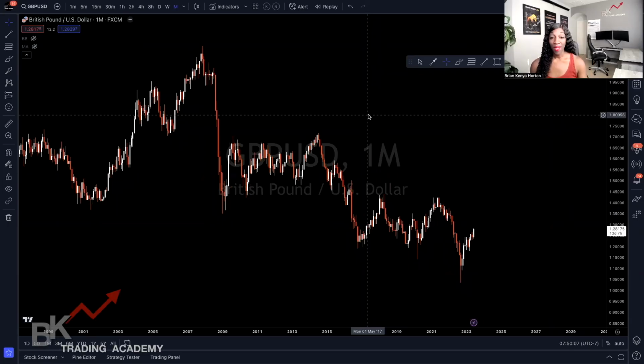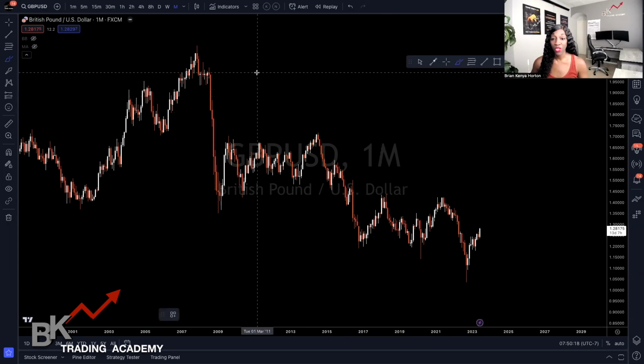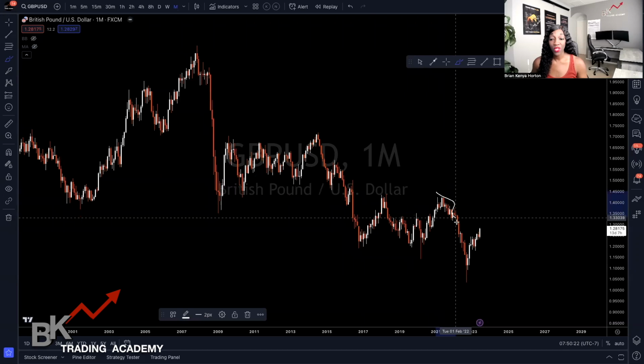We're going to start on the monthly time frame and just get an overall feel for what the price action is doing right now. We can see quite clearly that the price is in a downtrend and price action is in a correction after pushing to the downside.